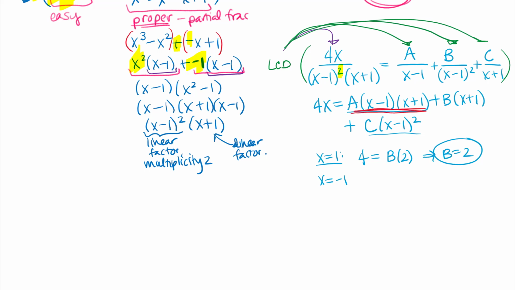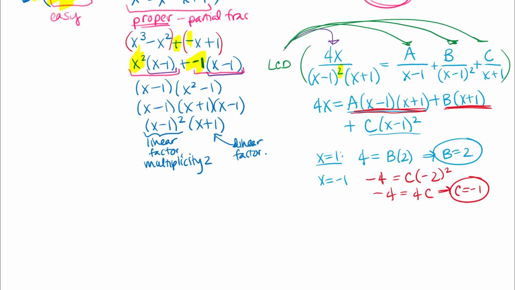And then when I plug in x equals negative 1, that'll make some other terms go away, so that'll make the x plus 1 factors go away, so the A and the B parts will go away. So I will be left with, on the left side, negative 4 equals C times (negative 2) quantity squared, so negative 4 equals 4C, or C equals negative 1.